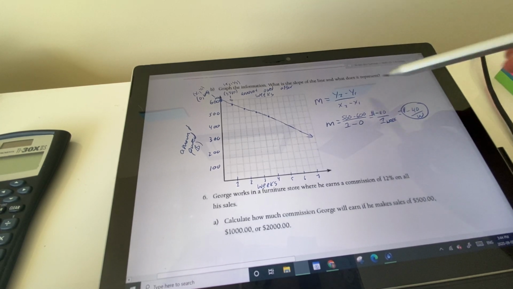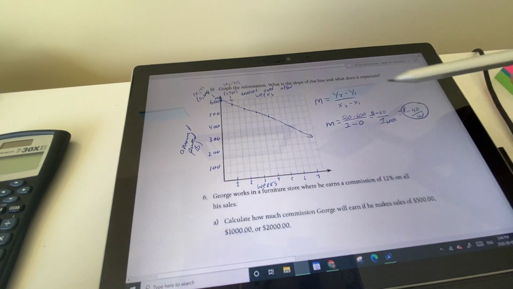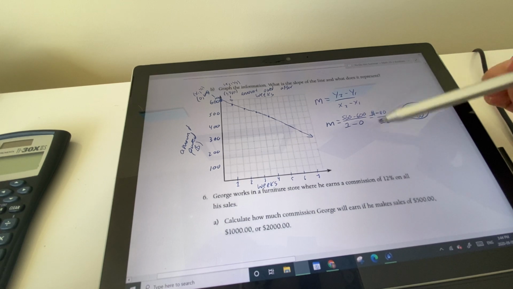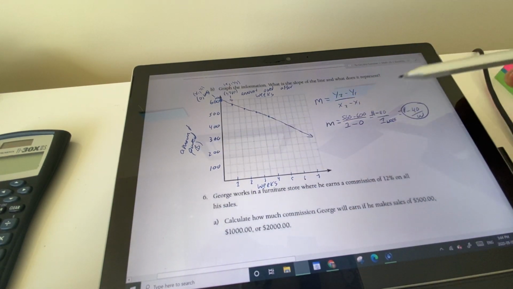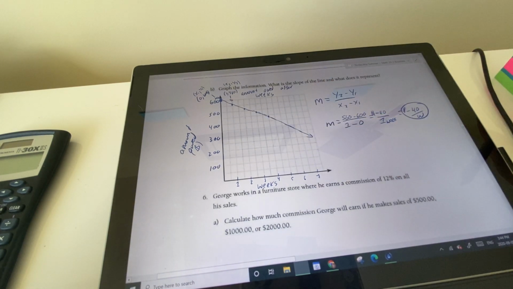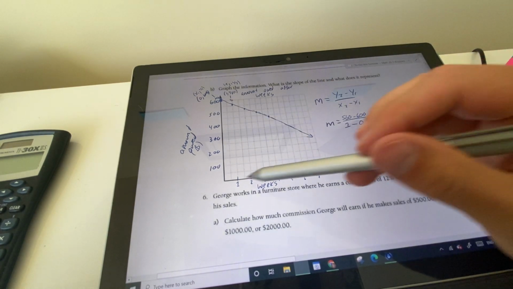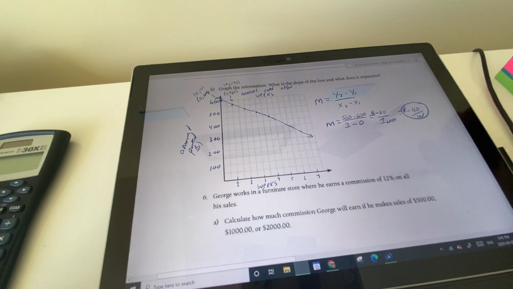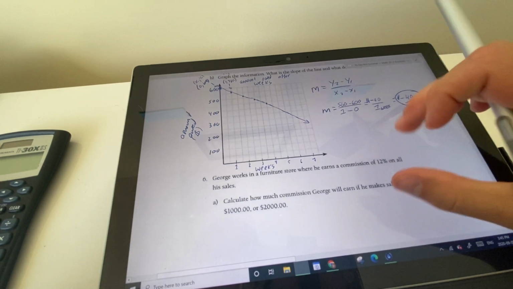So in order to figure out what these slopes represent, ask yourself, what is the fraction here? Figure out the slope and then apply the units. Whatever the y units are, that's your top value units. Whatever your x value units are, that's your bottom units. Okay?